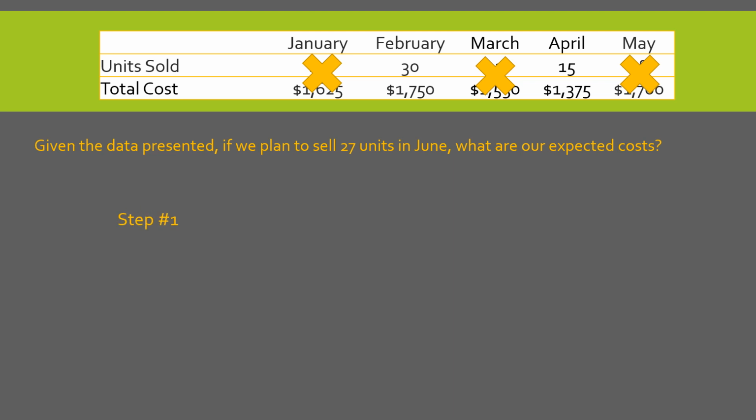So step 1, I need to determine the variable cost per unit. I am going to take my change in cost, $1,750 in February and $1,375 in April, and the difference is $375. Then I'm going to divide that by the change in activity, the units sold, 30 units in February and 15 units in April, giving us a 15 unit change. When I divide through, that gives us our variable cost of $25 a unit.